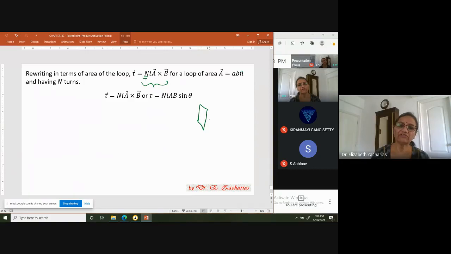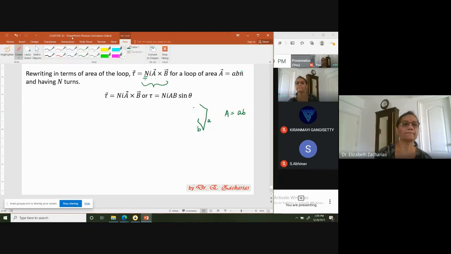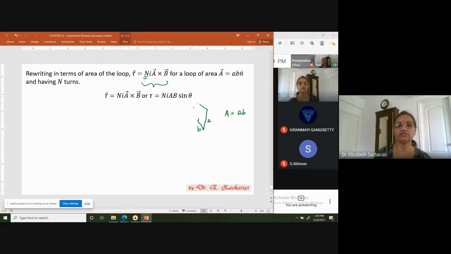Let us say this is A and this is B. Then area is going to be equal to AB. Okay? And let's say the current is flowing like this. Then what you need to do is let me put it in the opposite direction. What we'll do here is, let's just put a loop here. And let me just show the current direction as this.